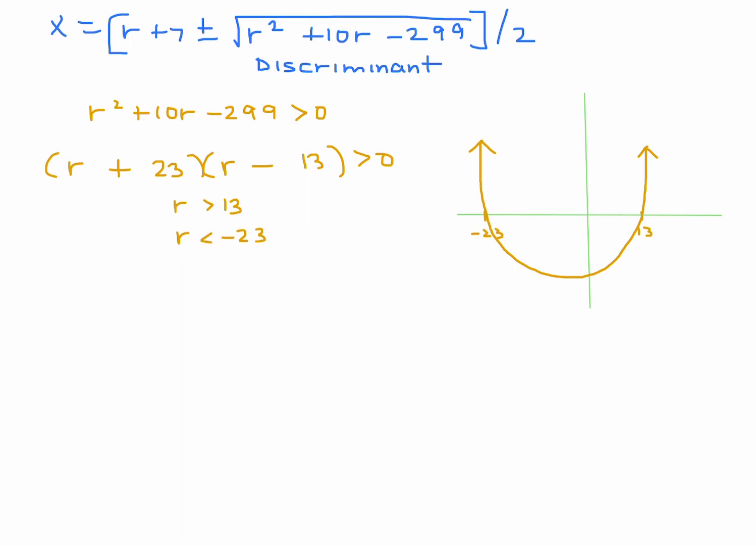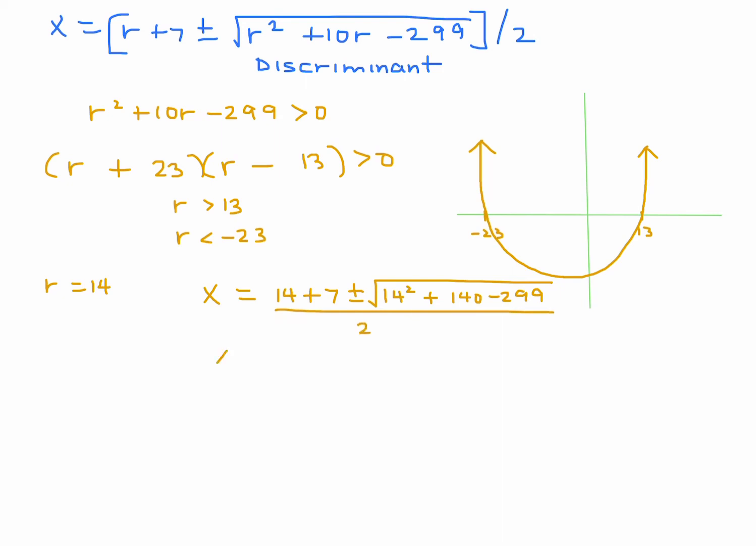Now I don't know, so I'm going to just pick one and see what happens. So I'm going to start with this one. R is greater than 13. Okay, let me choose r equals 14. Let's see what happens to the roots. So x would be therefore 14 plus 7 plus or minus the square root of 14 squared plus 10 times 14, 140, minus 299, all over 2. So that's going to give me 21 plus or minus, what is this? When you do the math, I think it becomes 37 over 2.